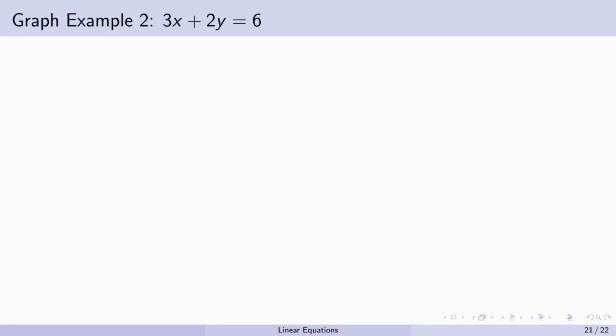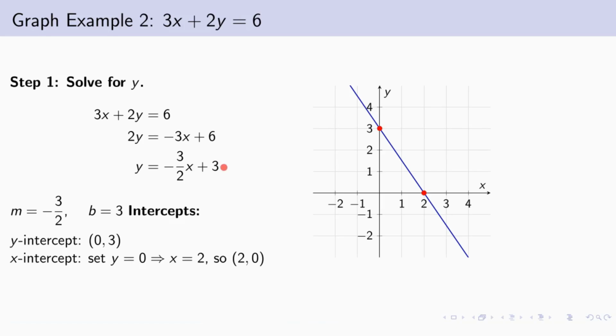Next, graph example 2: 3x plus 2y is equal to 6. Our target here is to first write it in slope-intercept form. So for us to solve it, we must solve for y.